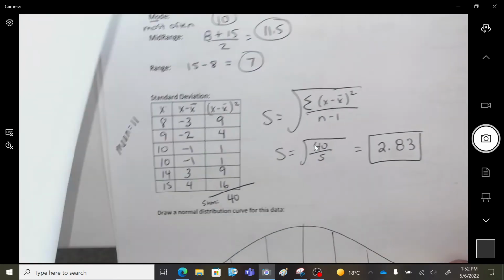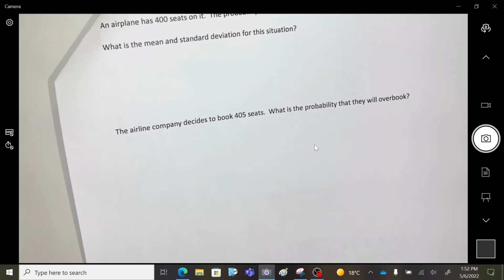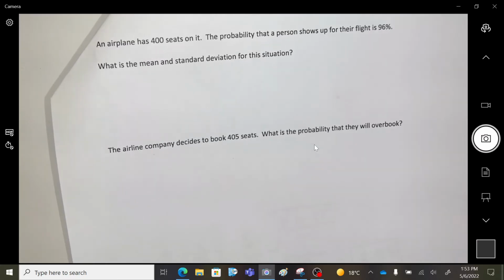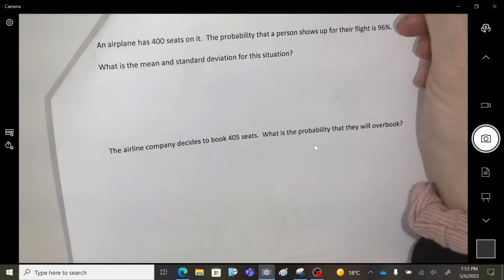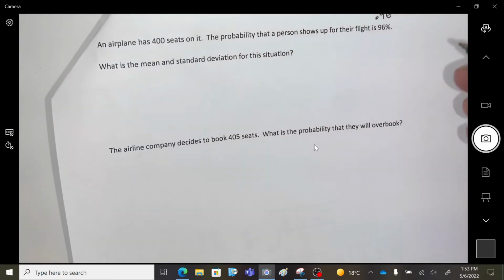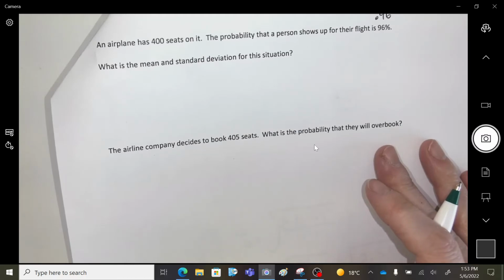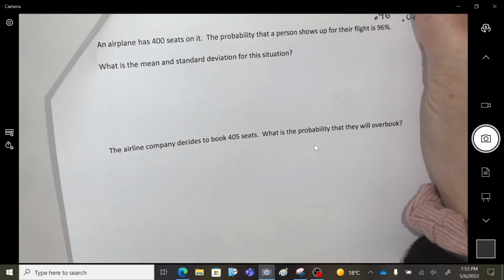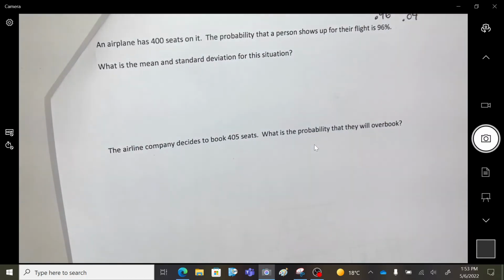Okay, last question. Airplane has 400 seats. The probability of showing up is 96%. So that's the probability. So what's the Q? What's the not showing up? It's a 0.04. What's the mean and the standard deviation for this?